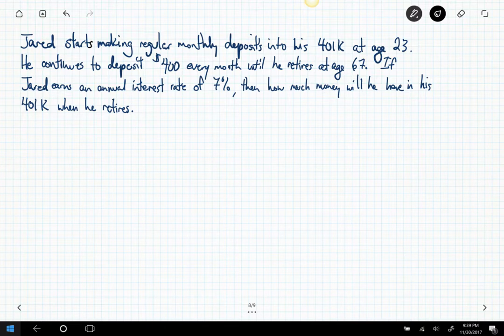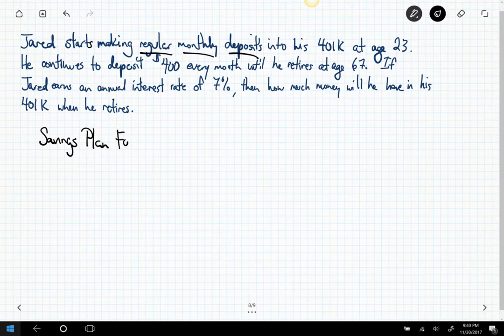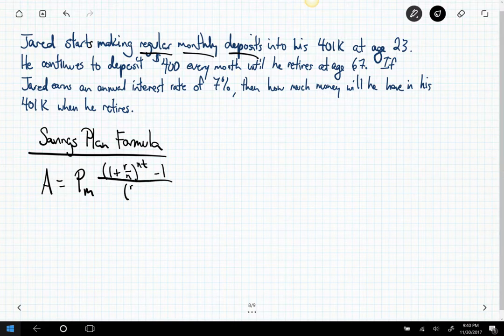So we're making regular monthly deposits. What does that tell us? Well, if we're using anything here, it has to be the savings plan formula. Okay? So let's recall, what does that look like? That's A equals our regular monthly deposit amount, and then we have 1 plus R divided by N raised to NT, minus 1, all over R divided by N.